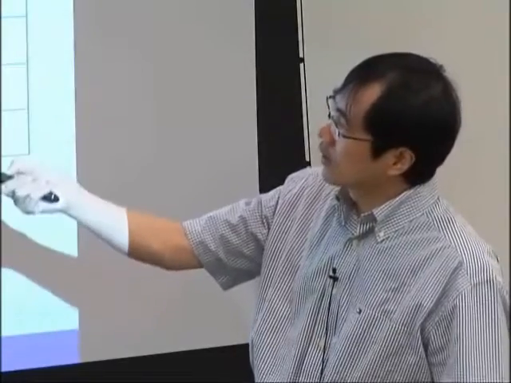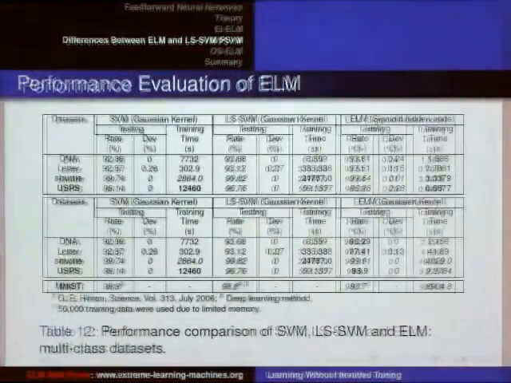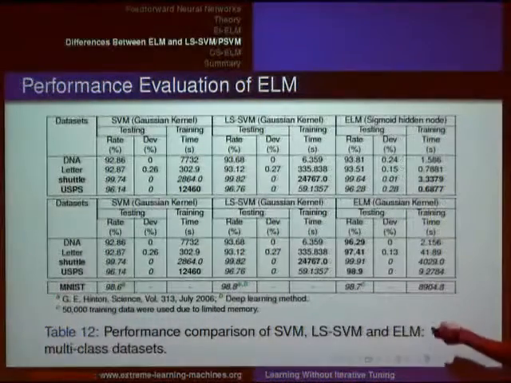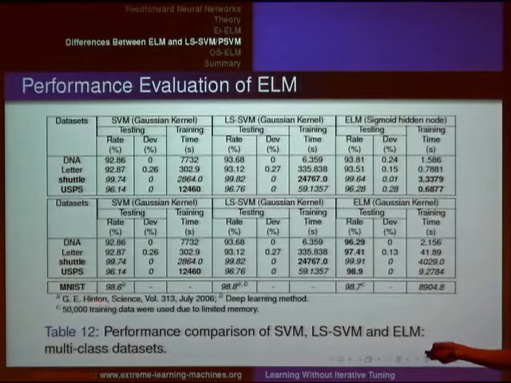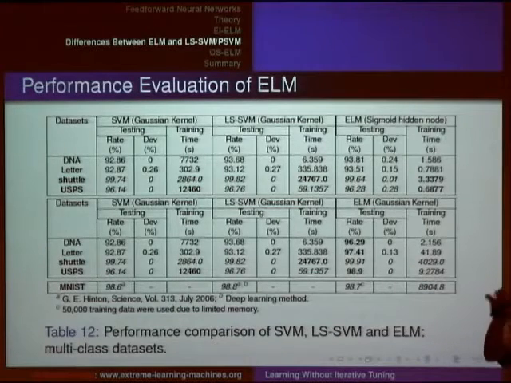So we tested. What we added here is MNIST, right? It's 60,000 training data and the testing data is 10,000. Input dimension is 28 times 28, and there are 10 classes. The rest we already mentioned before, so we just highlight here. For MNIST, we refer to the Hinton Science paper. He mentioned SVM can reach 98.6 testing accuracy. Then his deep learning method reached 98.8 accuracy using all the 60,000 training data.